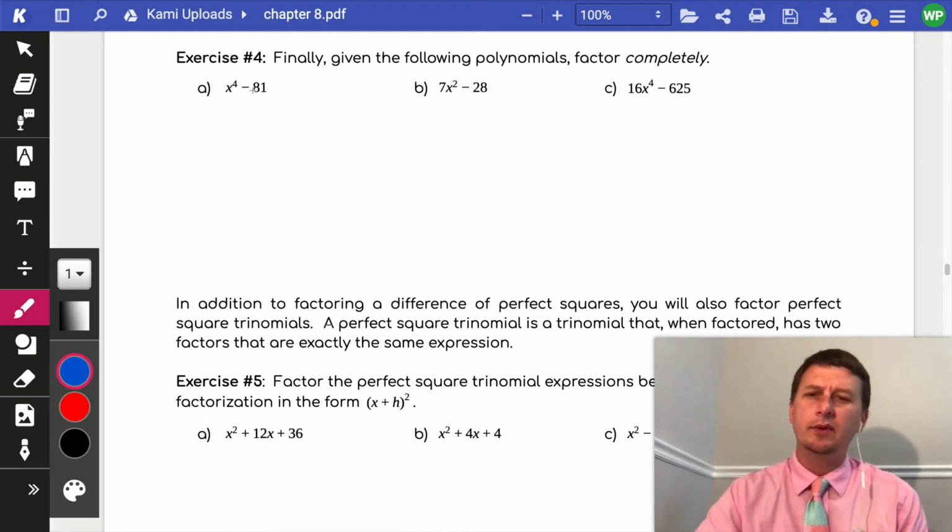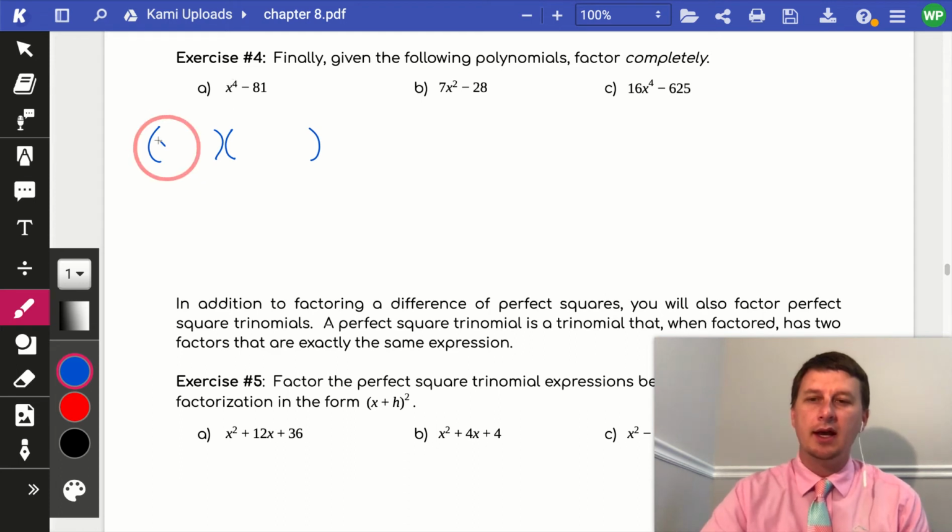And we want to ask ourselves first, is there a GCF here? And we look at these two terms, and there is no GCF. So now, is this a difference of two perfect squares? And your answer is yes, it is. So what is the square root of x to the fourth? What times what will give you x to the fourth? And the answer is x squared times x squared. And what times what will give you 81? And that's an easier one. That's 9 times 9. We separate that with a plus and a minus.